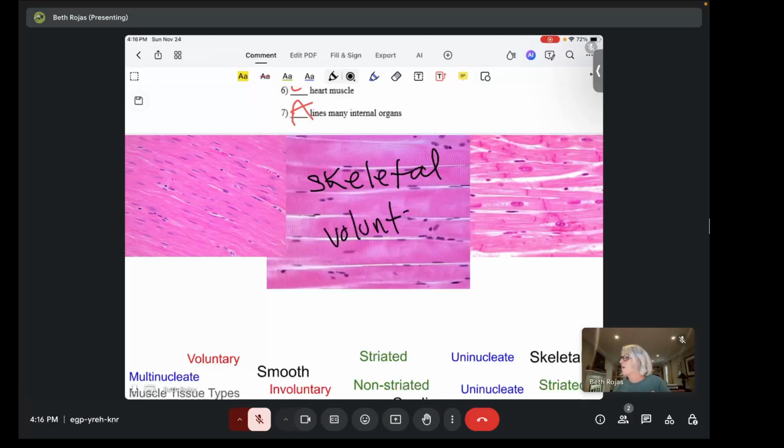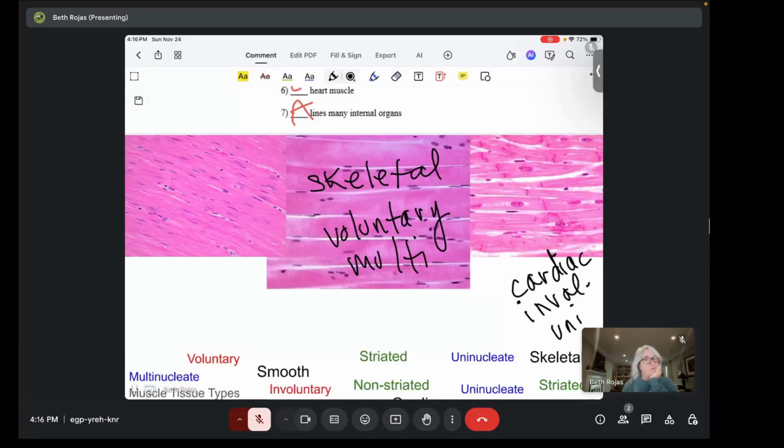Okay, and then the next thing on your list is whether it has one nucleus per cell, uninucleate, or multinucleate, many. This one's multi, has many nuclei per cell. All right, the next one on your list is cardiac. That's over here. Cardiac is involuntary and is uninucleate, okay? So we don't have direct control over whether our heart is beating, and it's striated.